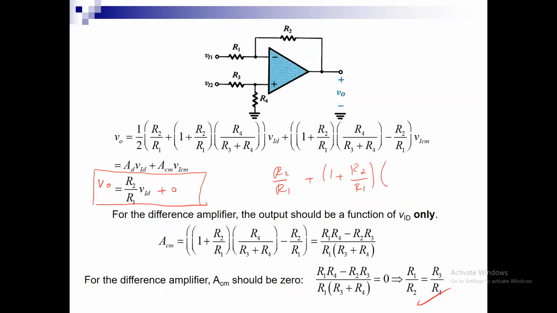So if I divide by R3, I will get R4 over R3 on the top, 1 plus R4 over R3 on the bottom. I can replace them by R2 over R1, right? And see how this whole thing will reduce.